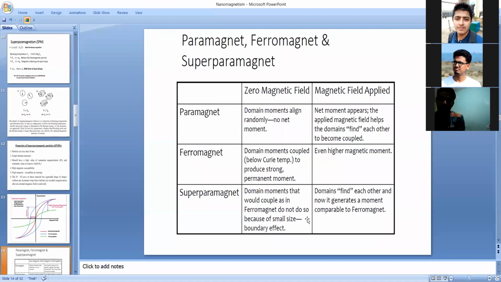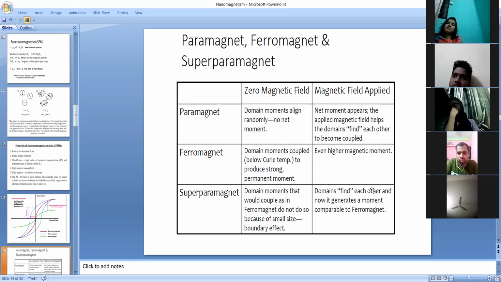The domain will not be like a paramagnetic or ferromagnetic substance. You will have a single domain wall. Now, when you apply a magnetic field, you will get a magnetic moment, but it is not that much. But in a ferromagnetic substance, you will get a higher magnetic moment, and in a superparamagnetic substance, you'll also get a higher magnetic moment like a ferromagnetic substance when you apply a magnetic field.